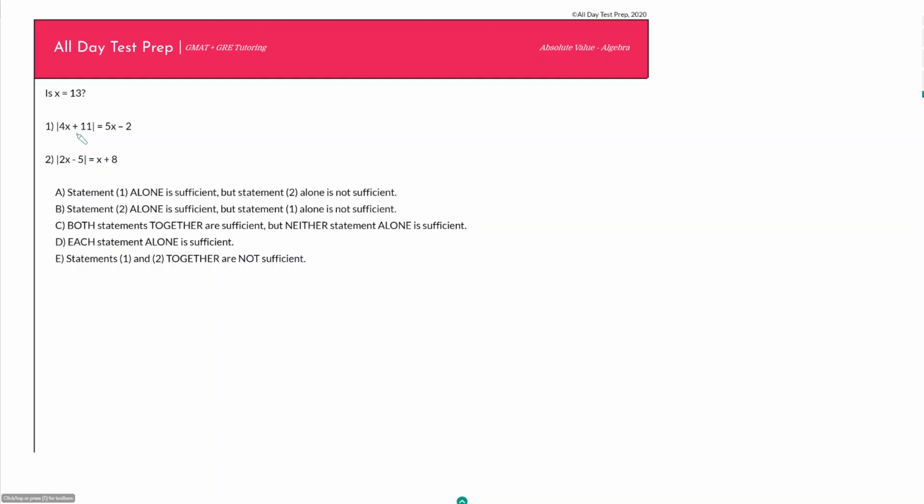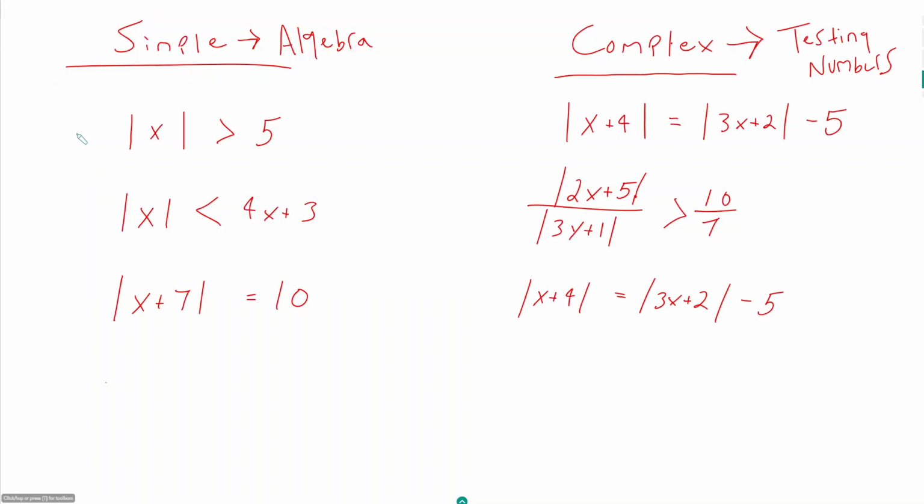However, we still only have one absolute value expression, and we only have one variable within our absolute value signs, which means if we go back to the categorizations here, this would still fall under the simple category, which means I should be able to do these algebraically. And so that's what we will be looking at here.